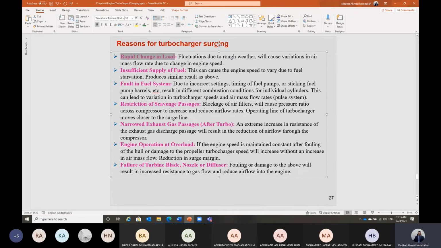Or if we have engine operation at overload, you are running your car at a speed very close to the limit. In this case, you may have problems with the turbocharger. So just be careful, if you have a turbocharged car, don't say I have a very powerful car. Yes, it's very powerful, but when you go to the limit, this power will come back on you. Okay, so please be careful. This turbocharged car is powerful, but at overload operation, you are putting yourself in a real danger.